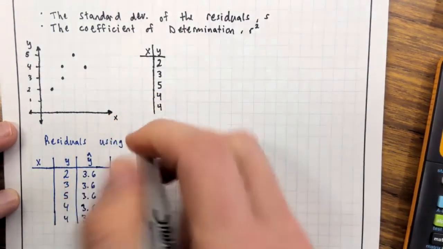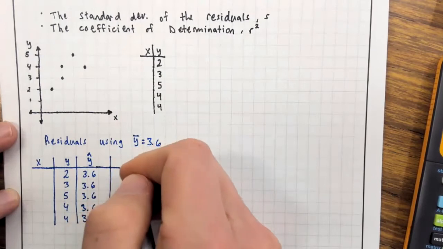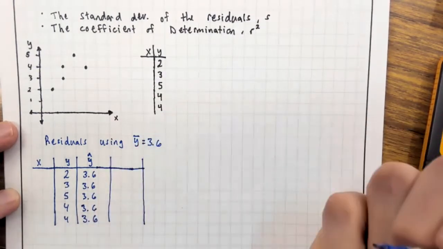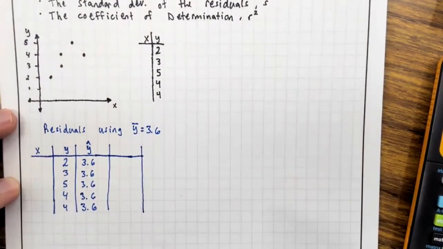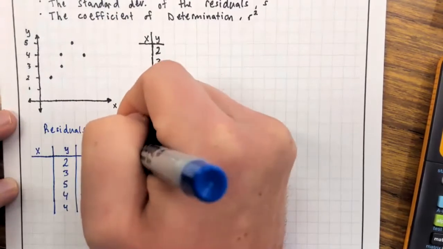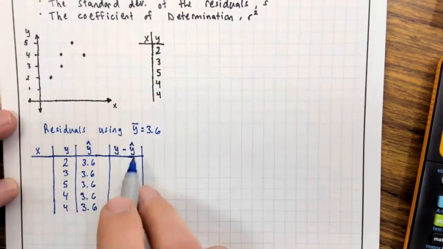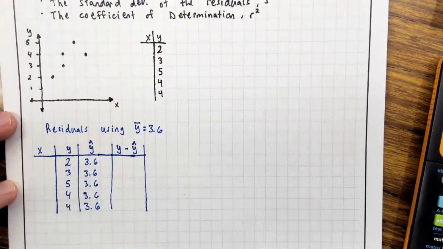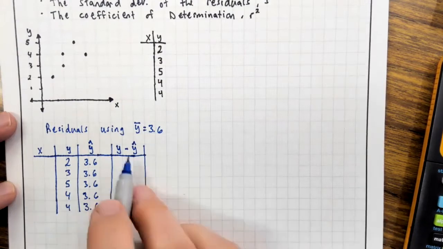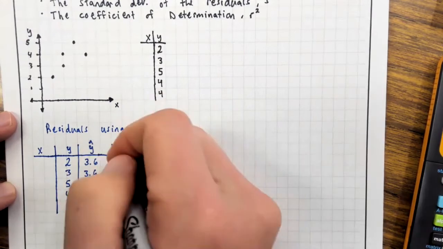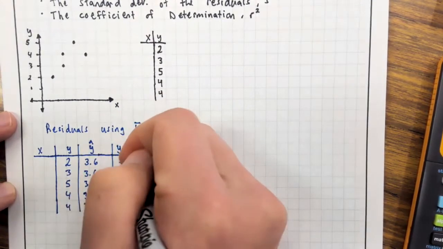Okay, so this next column is going to be our residual column. So hopefully you remember how to find residuals. It's about the easiest formula in the world. It is just y minus y hat, the actual value minus the predicted value. So if I did 2 minus 3.6, that's it. That's your residual, the actual value minus the predicted value. So the residual here is negative 1.6.